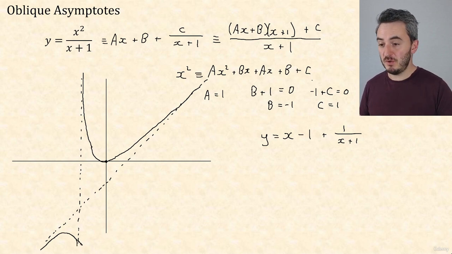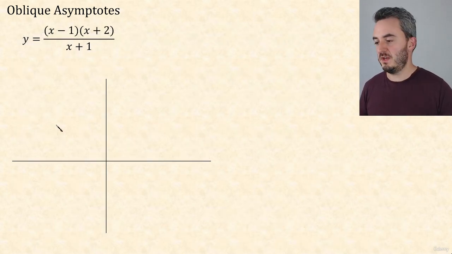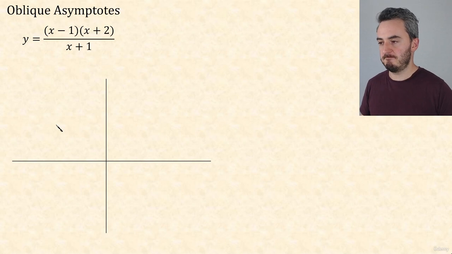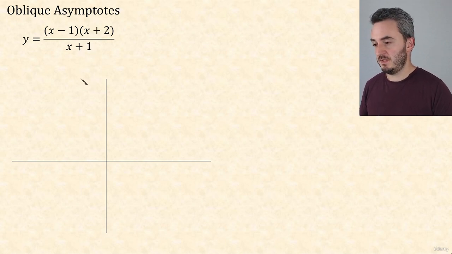We're just going to work through a few examples here so that you can put this into practice and try this for yourself. Okay, let's have a go at this one now. Pause the video and do have a go at this one for yourself first. So we know it's going to have an oblique asymptote because we've got a quadratic over a linear. It's got the same vertical asymptote as before, at x equals minus 1.